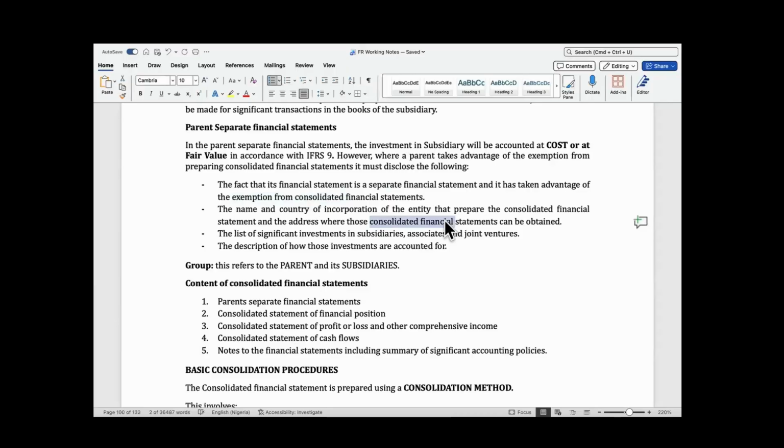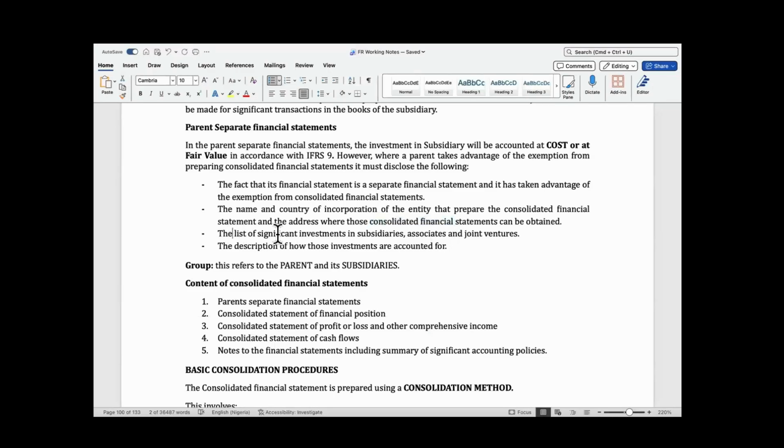That is your own parents. You are a parent to others, but you too, you have a parent. So you decided not to prepare consolidated account. But you need to tell us so that for those people that need a consolidated account, you need to tell them the name and country of incorporation of the entity that is preparing, and also the address where they can get that consolidated account.